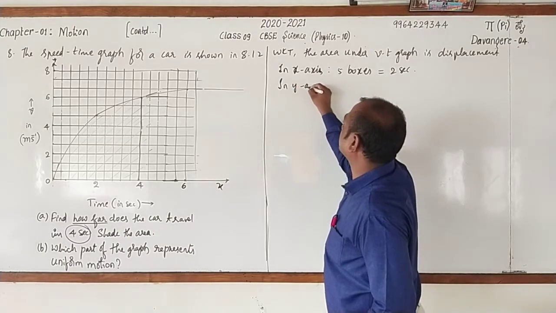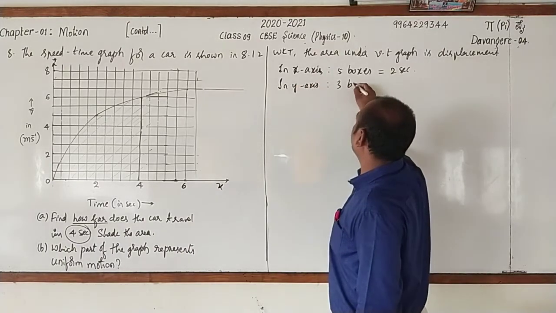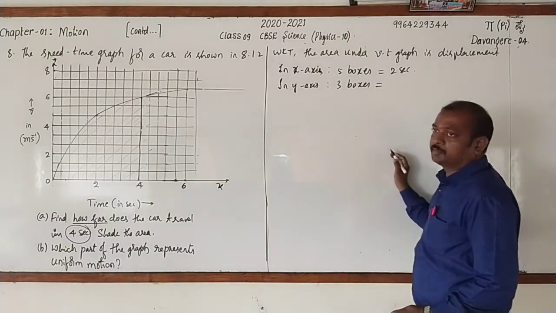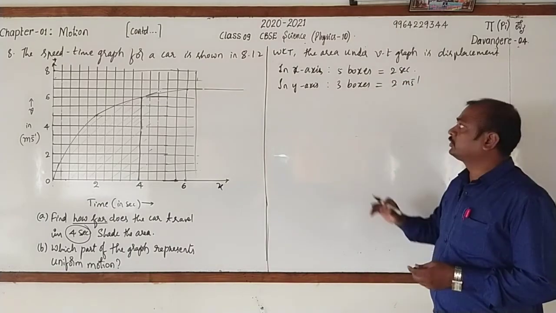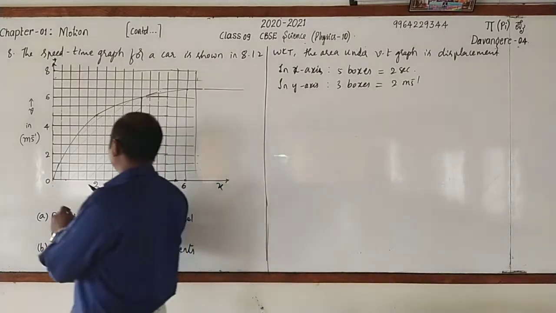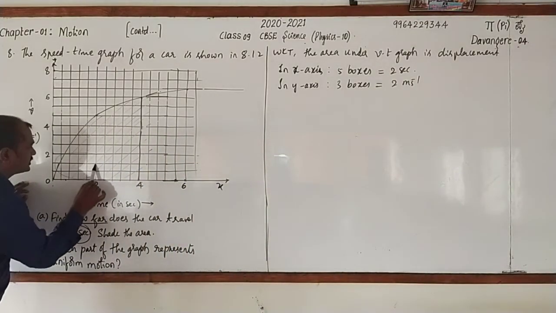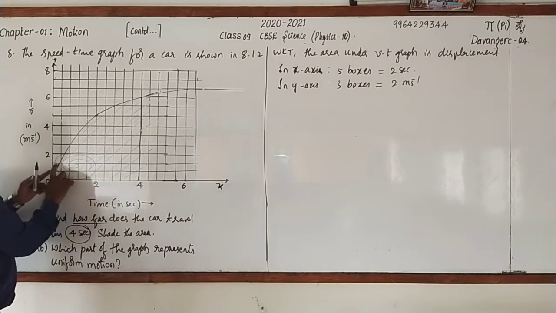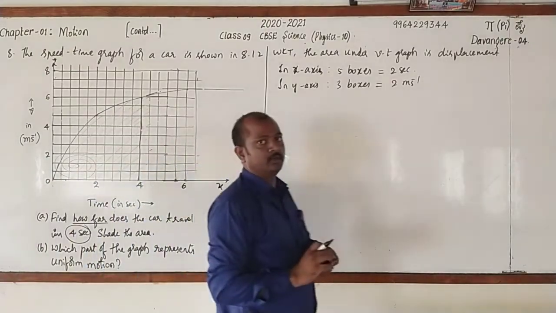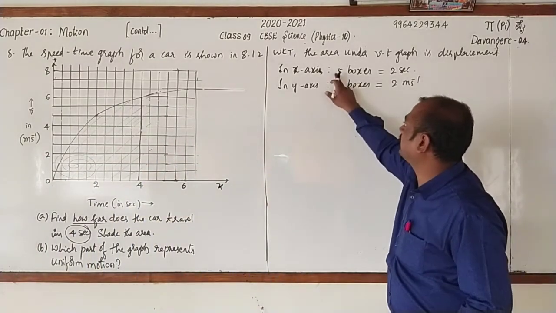In the y-axis, 3 boxes together make 2 meter per second. Look here, in this part, how many boxes are there? Total 15. Okay, 1, 2, 3, 4, 5. 5 threes are 15. So the area is 15 boxes.